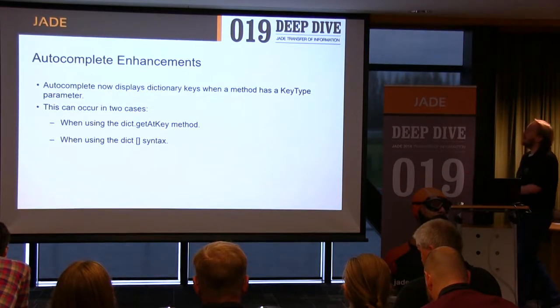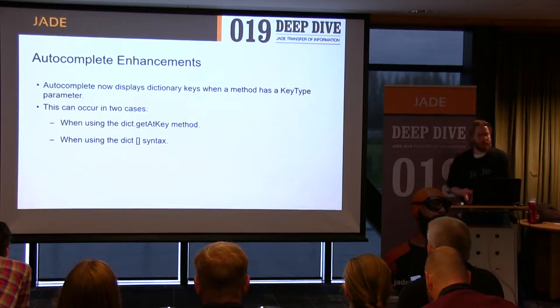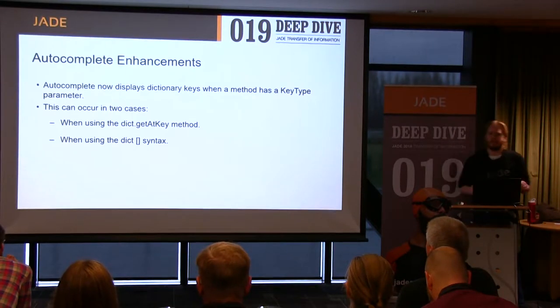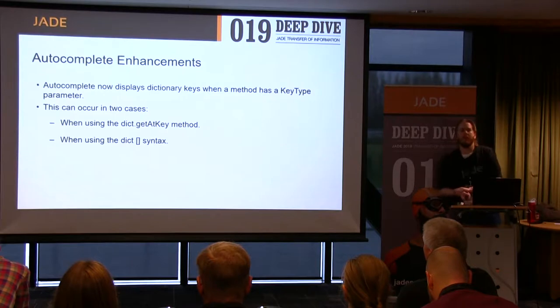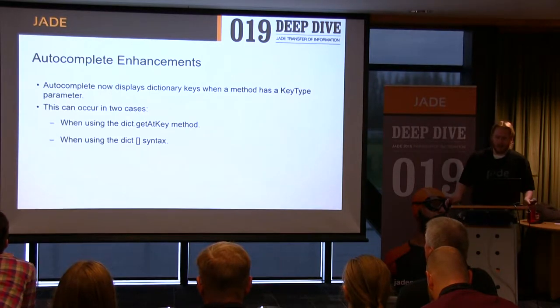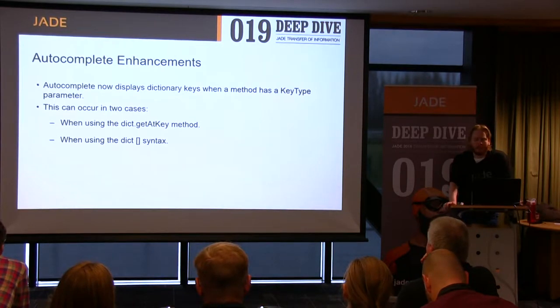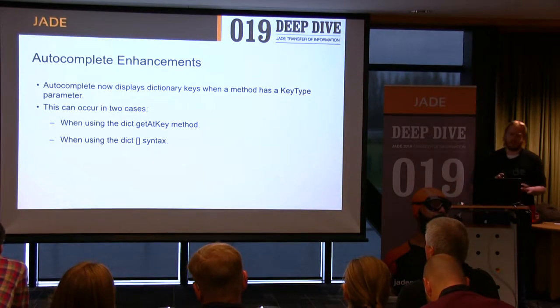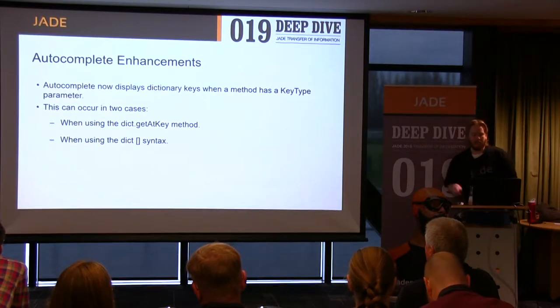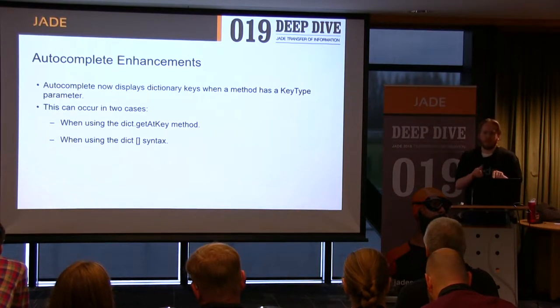Next along, we have autocomplete enhancements. So you're typing away, it's going to suggest useful things that you might like to type next. It's a useful tool for determining what sort of parameters you might need to pass to a method, among other things. In Jade 2018, we've enhanced this just a little bit. It now works a little bit better specifically for the getAtKey method of dictionaries.